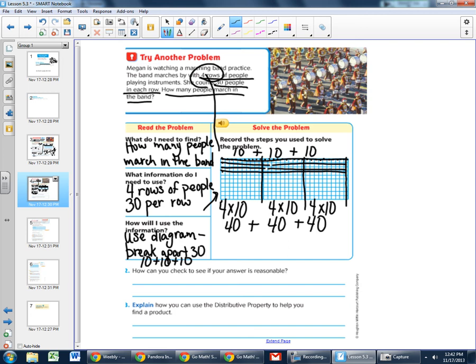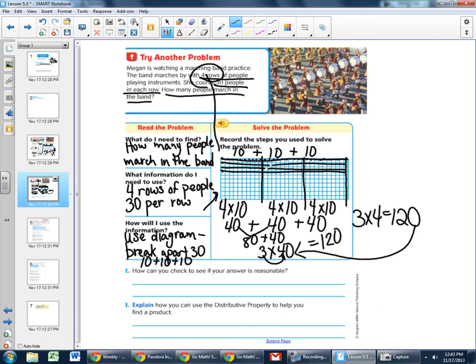Now we can think about other addition strategies. We can have 80 plus 40, which is the same as finding 3 times 40, because we have 3 of those. And we know that we're going to look at our tens place. 3 times 4 equals 12. And we're going to add a 0 at the end because of this. So there are 120 people in that band.